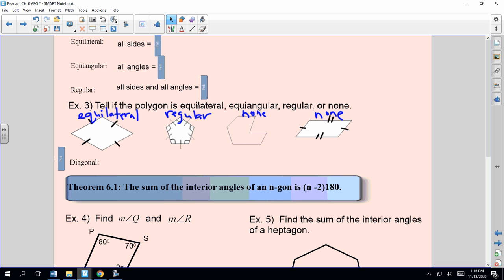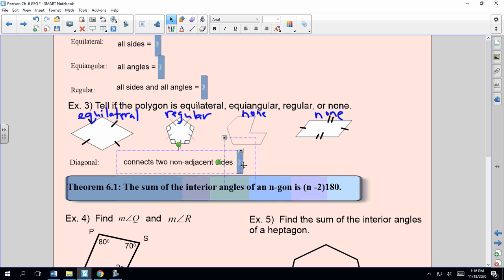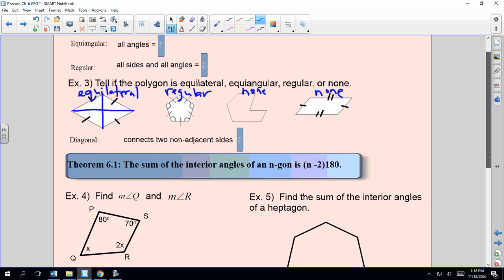Another definition here: a diagonal is a line segment that connects two non-adjacent vertices, such as this or this. Those are diagonals of a polygon. So we're going to use the idea of diagonals of a polygon. Let's start with our 4-sided figure here.